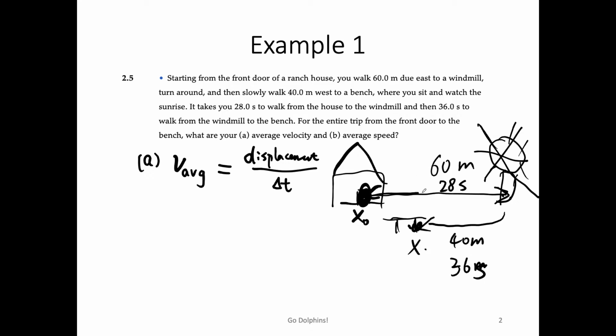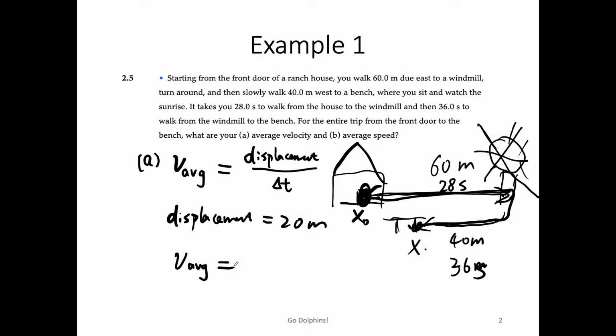From what's given by the problem, you walk east and then turn around and walk west. Your displacement in this problem is 20 meters. So your average velocity is 20 meters divided by the total time, which is 28 plus 36. And you put in all the numbers, you get 0.313 meters per second as your average velocity.